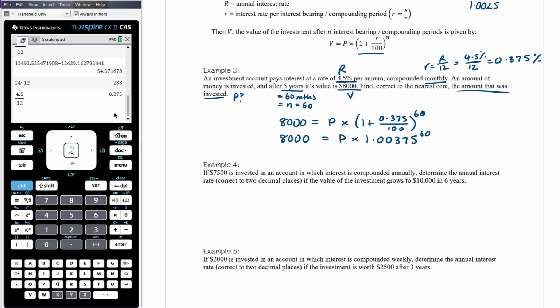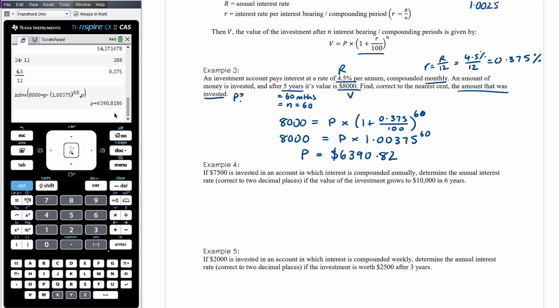So we can solve our equation. In menu 3.1, we're solving 8,000 equals an unknown value P times, you can type x if you want, 1.00375, or you can type that ugly expression with the fraction if you prefer, to the power of 60, and we want to solve for P. So our principal amount that we invested, to the nearest cent, the question tells us, was $6,390.82 to the nearest cent.